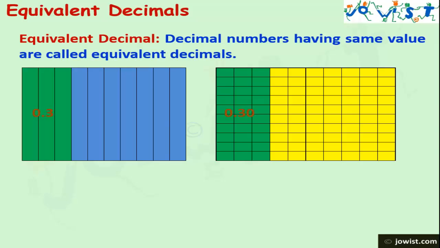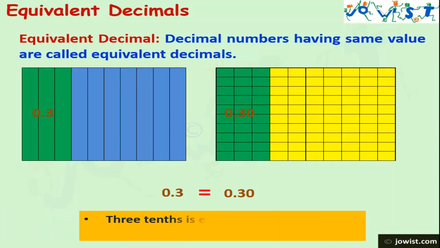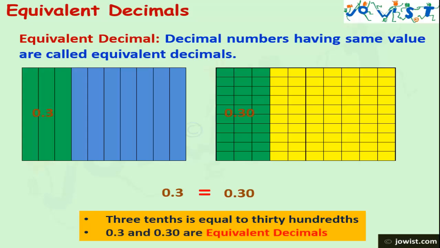If we look closely at these two images, both the figures are representing the same amount of green. So we can say 0.3 is equal to 0.30. 3/10 is equal to 30/100. This is an example of equivalent decimals. Therefore, 0.3 and 0.30 are examples of equivalent decimals.